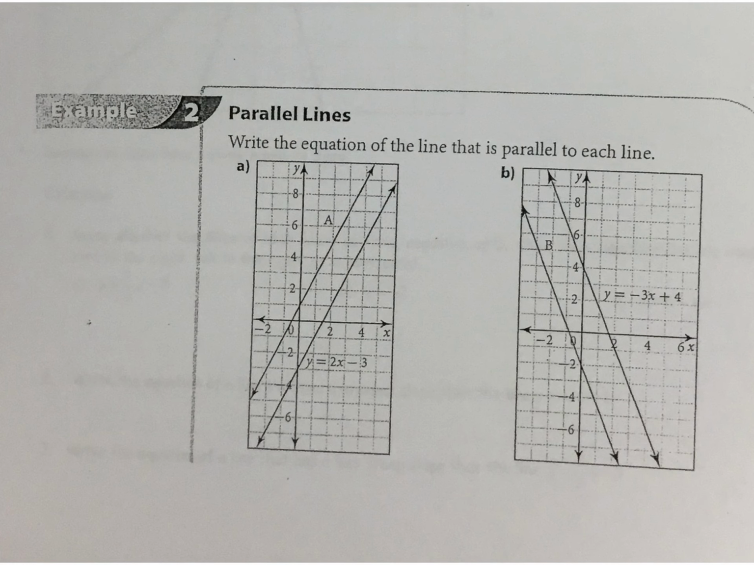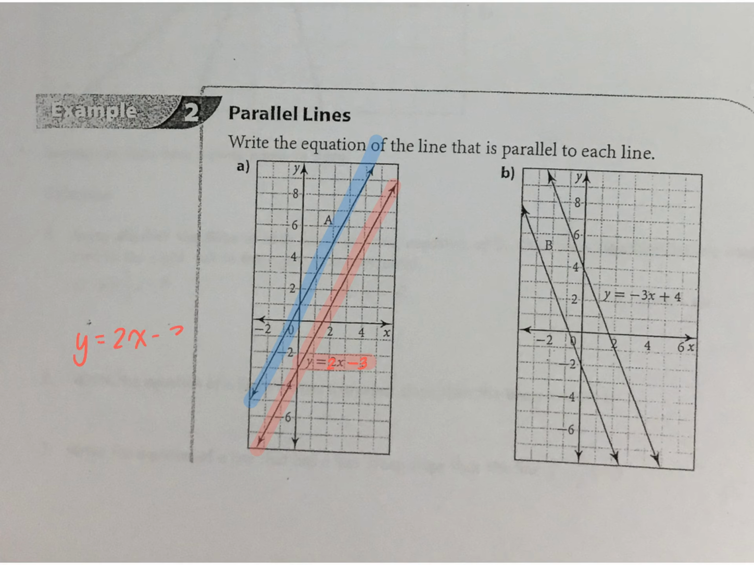Okay, so for the first example, I'm going to label this. This will be the red line, and this is the blue line. You're given the equation of the red line. What is the equation of the red line? Y equals 2x minus 3.